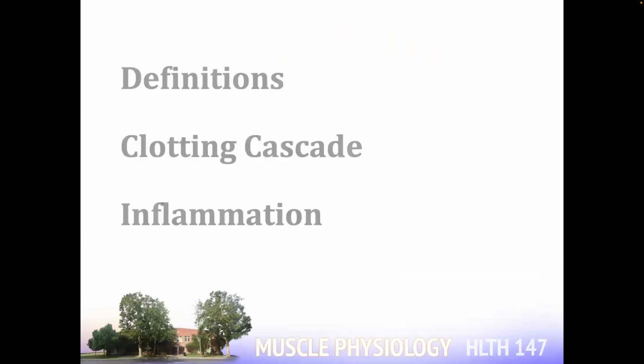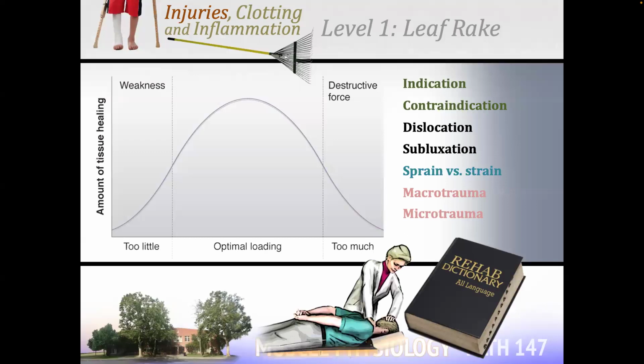So these are our topics, some basic vocabulary as it relates to injuries. Upon experiencing injury, pretty much the first thing you do is clot. So we'll talk about that. And then after clotting, the inflammatory phase happens. So we'll talk about that too, sort of superficially with inflammation. And the detail there we're going to get into in the next lecture. So let's start with level 1, the leaf rake. We're just scraping the surface with some definitions.